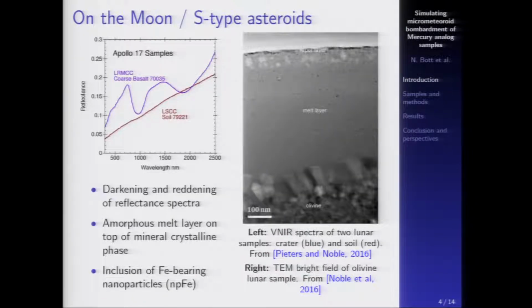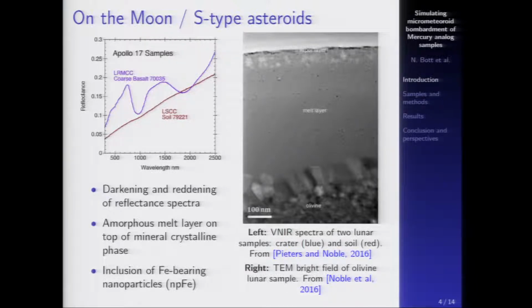So what do we know about space weathering? For example, on the moon and on S-type asteroids, space weathering is pretty well known, mainly thanks to the sample return of the Apollo missions. On the left figure, you can see two visible infrared spectra of lunar samples.